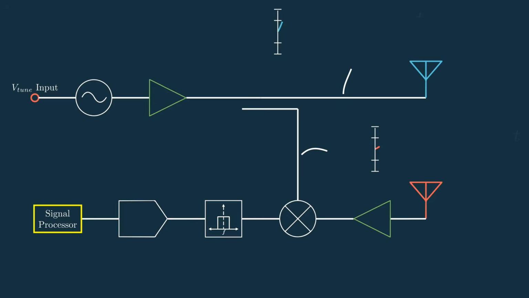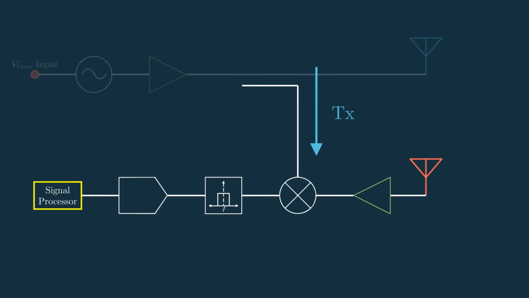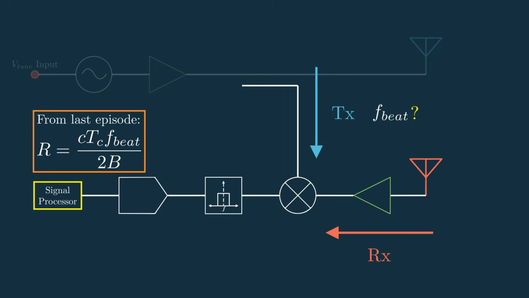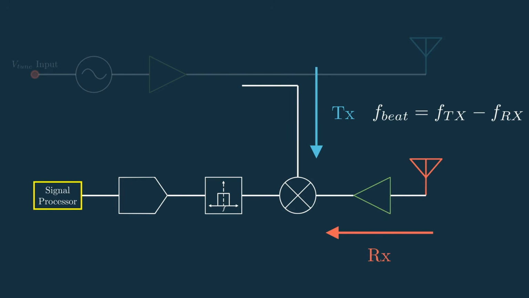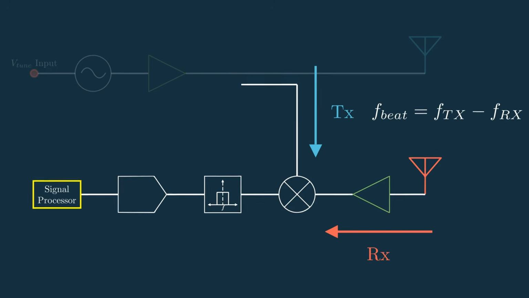So moving into the receive path, we now have our reference transmit signal, and after a short amount of time, we'll have our receive signal which has reflected off the target. This isn't quite the beat frequency yet, and remember we need that to compute the target range. We still have to compute the beat frequency by finding the difference between these two signals' frequencies, and that is done using this block right here.